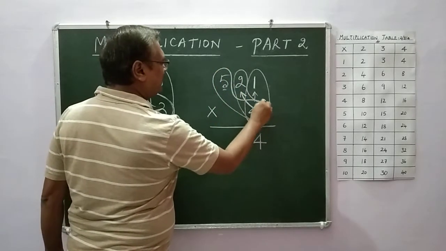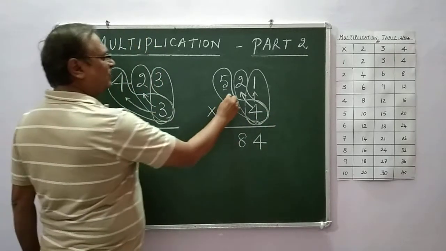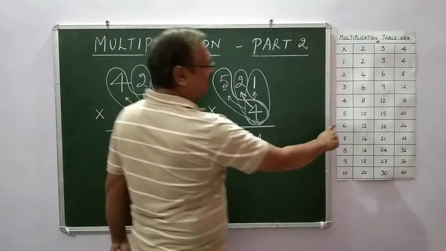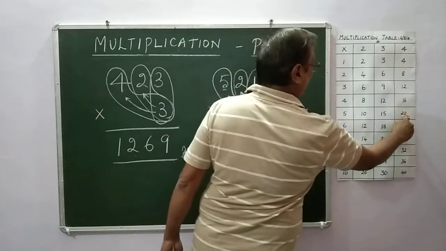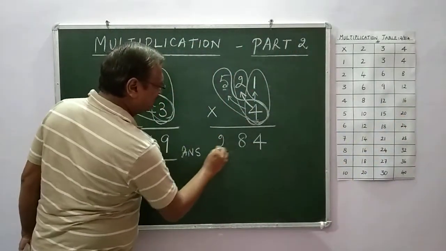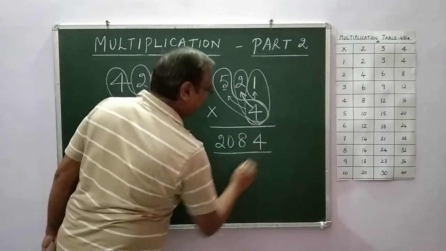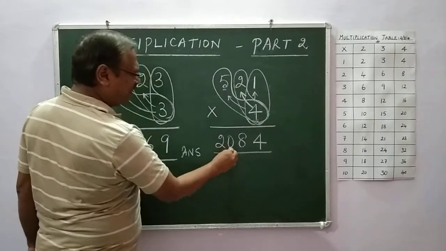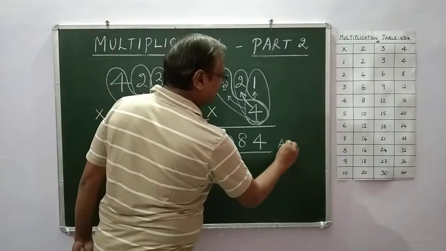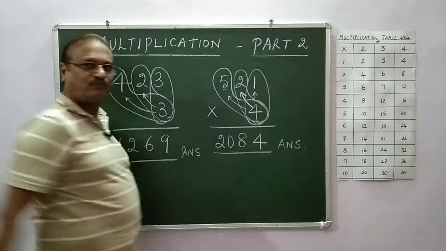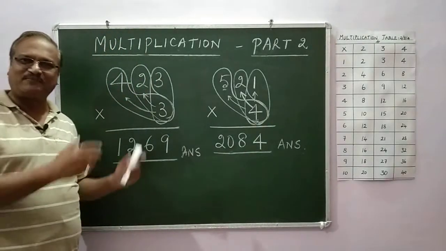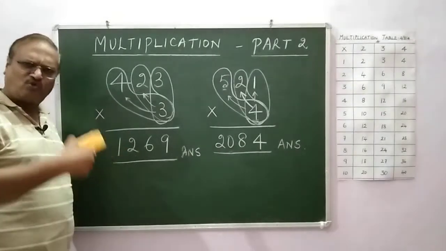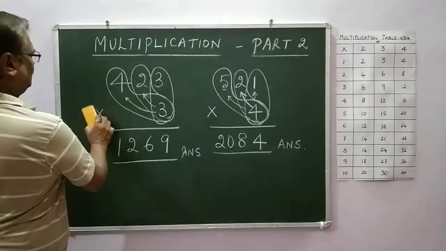Now I got 5 here and I got 4 here. Multiply 5 and 4. Now we should know the multiplication table, right? 5 fours are 20. So I write that number here. You understand what I did? Yes, 5 fours are 20. So this is the answer. Do you understand how I am doing this problem? Okay. Now I am going to do more problems on this in this video.